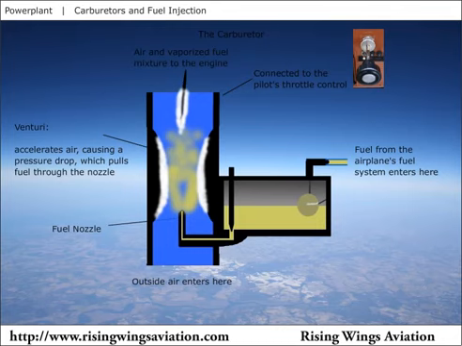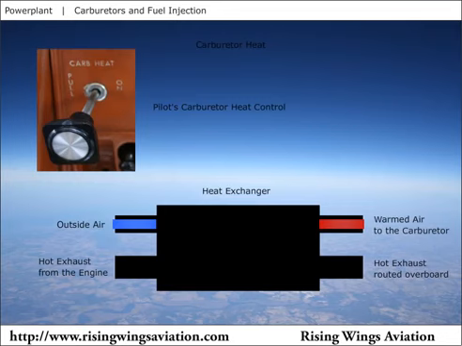A pilot can counteract the formation of carburetor ice through the use of carburetor heat. The carburetor heat control in the cockpit moves a valve which directs intake air through a small heat exchanger. The heat exchanger uses hot engine exhaust to warm the intake air.